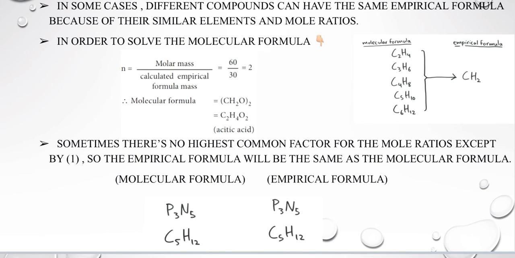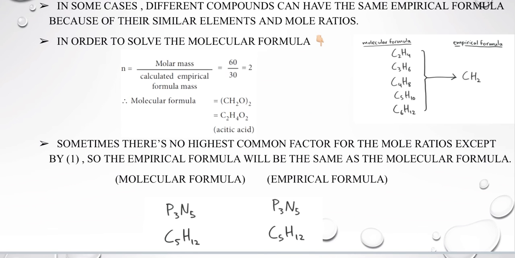In order to find the molecular formula in a question, we have to know this all the time, which I'm going to explain with a great example. The molecular formula is found by dividing the molar mass of the molecular formula by the calculated empirical formula mass, which in this case is 60 divided by 30, equal to 2. So the molecular formula is going to be CH2O multiplied by 2. In this case, we notice that CH2O is the empirical formula.